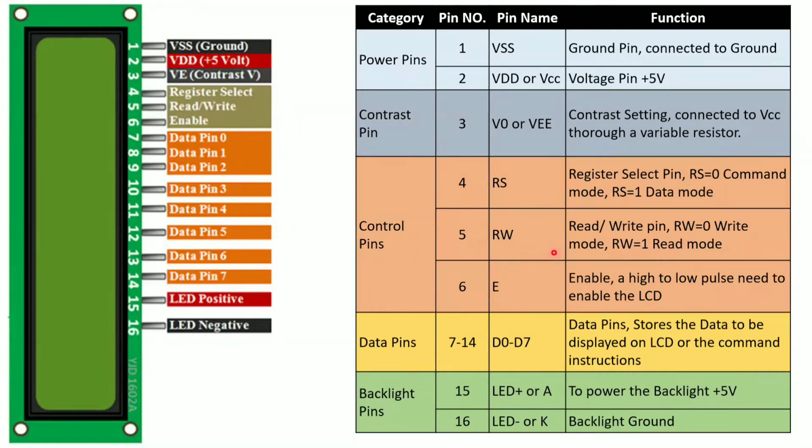I am sure you know the read and write bar in your 8051 microcontroller. Similarly, your LCD display also has a read write pin. Okay, so whenever RW is 0, actually this is RW bar, I have not represented it here, it is actually RW bar.